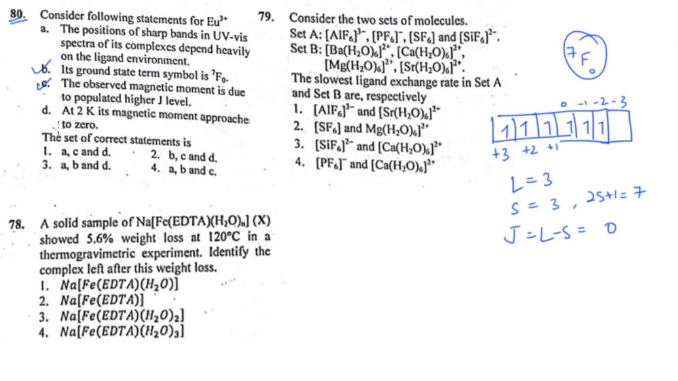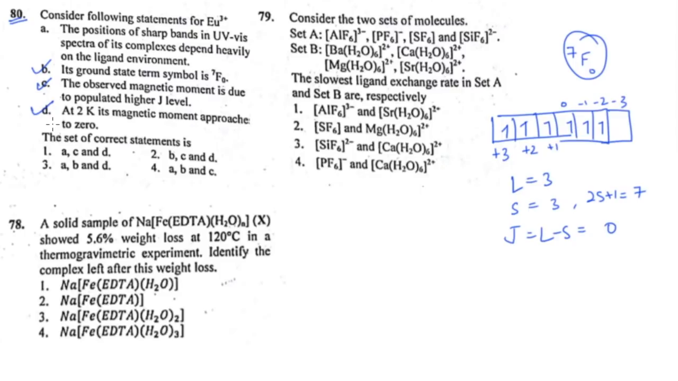Now the point D says that at 2 Kelvin its magnetic moment approaches 0. That is also very correct. I told you that the magnetic moment of europium actually depends upon the temperature. It does not depend that much upon spin orbital coupling over here.